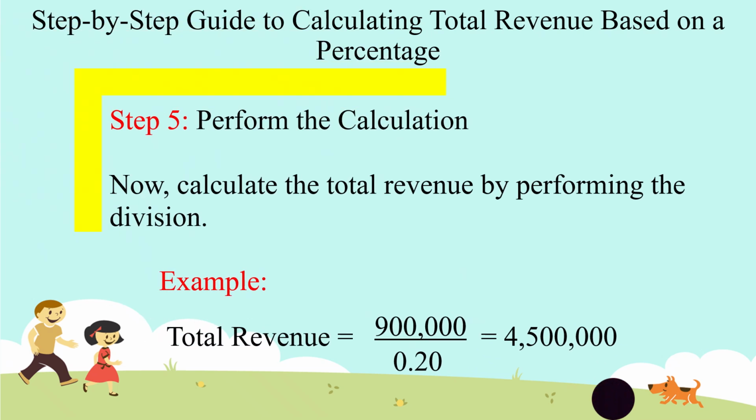Step 5. Perform the calculation. Now calculate the total revenue by performing the division. Example: total revenue equals 900,000 divided by 0.20 equals 4,500,000.